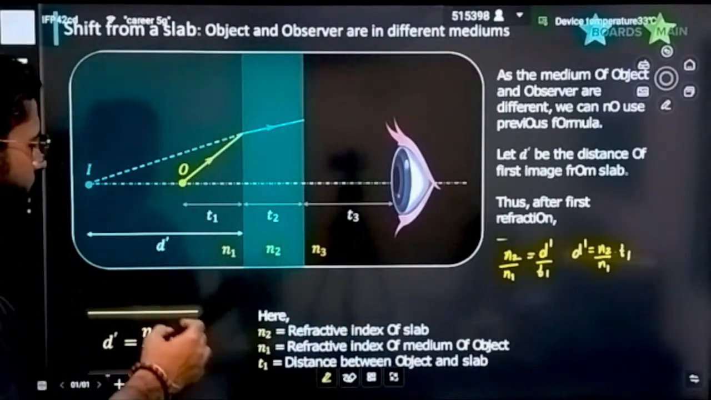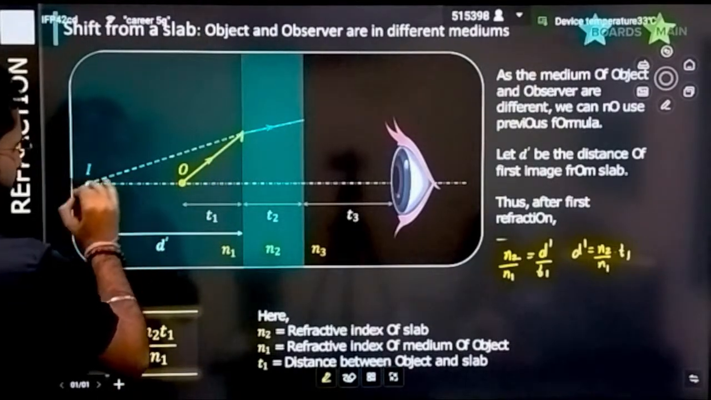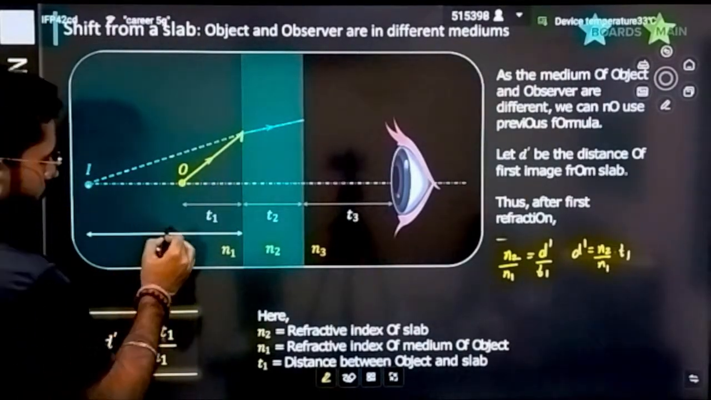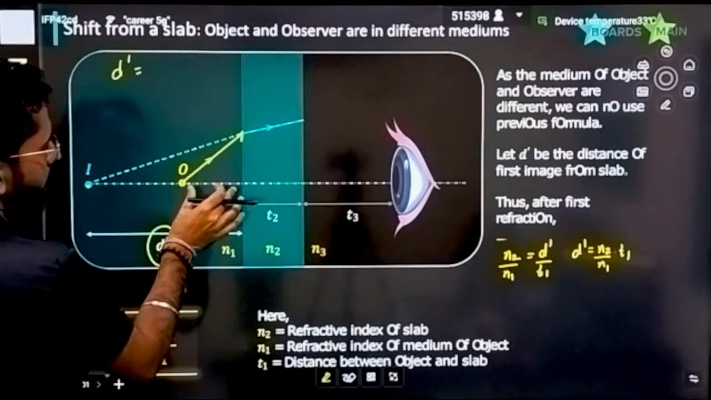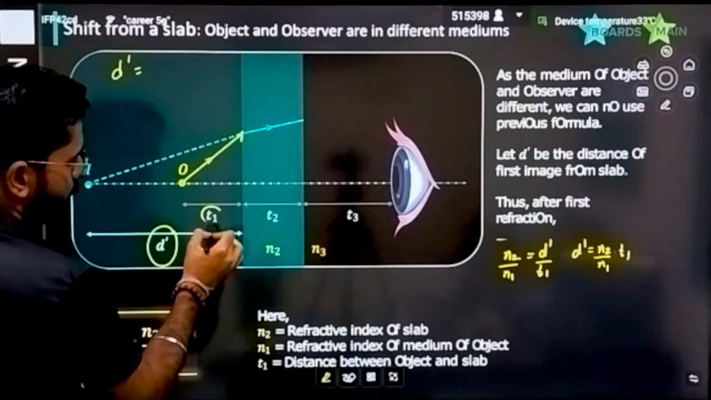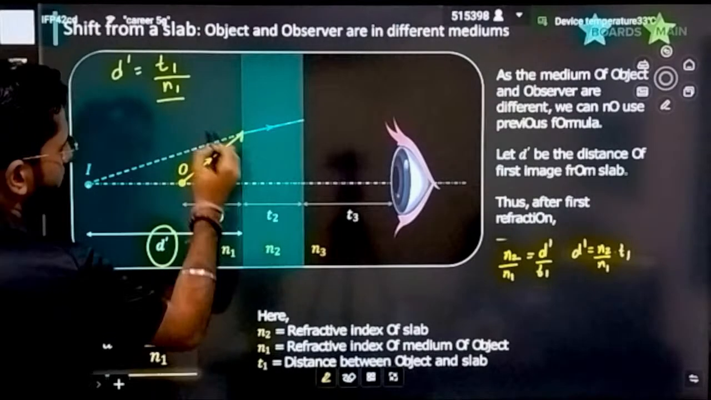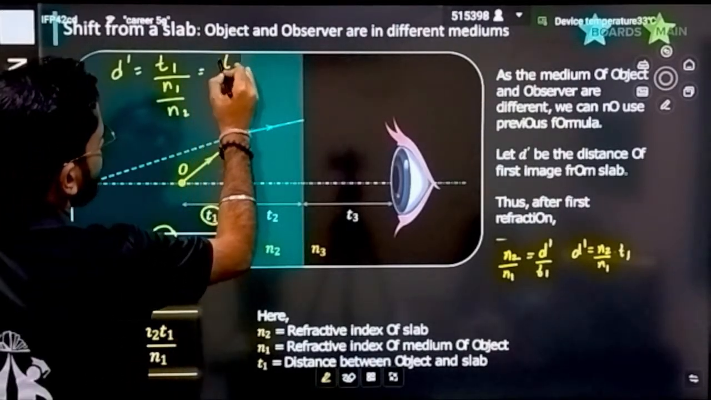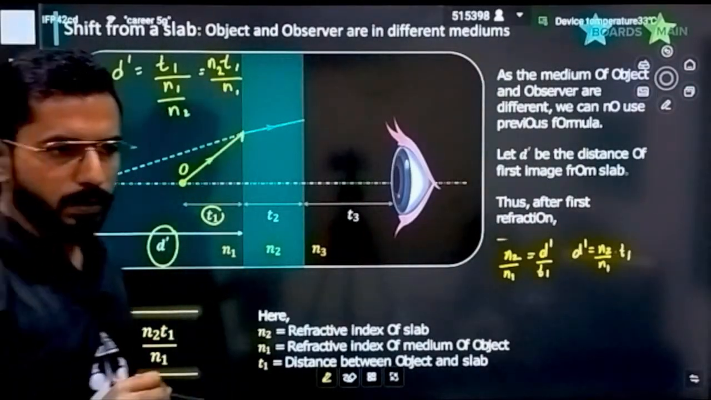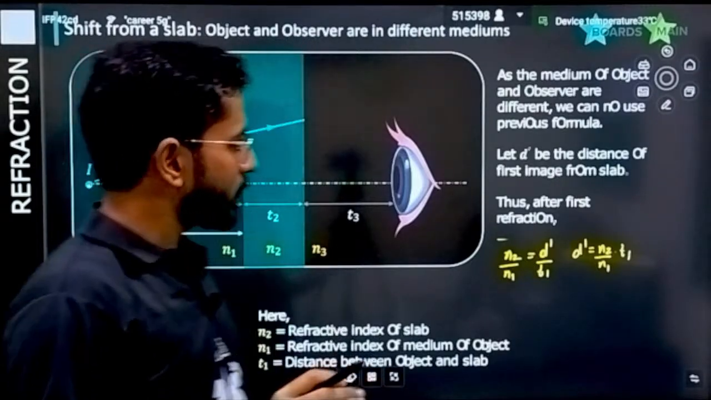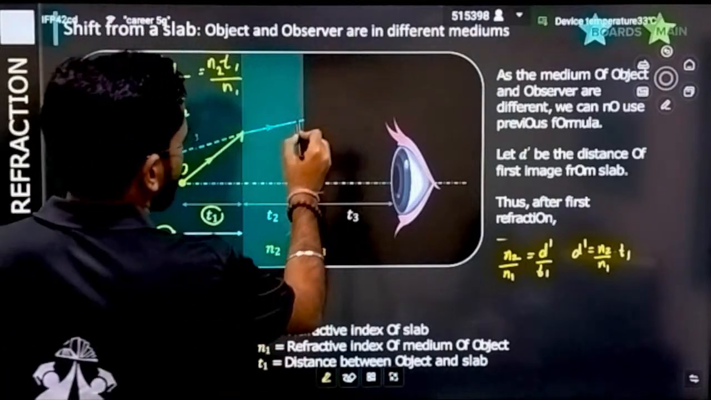So let's take it from there. First, refraction will occur at this first surface, and the image will form somewhere here. This will be called the apparent depth, which can also be represented as d dash. If I write just for this first surface, the actual distance is T1, the incident medium is n1 and the refractive medium is n2. So d dash can be written as T1 into n2 divided by n1. Any doubt? Clear? Simply, d dash is equal to n2 T1 divided by n1. Now come to the second refraction.